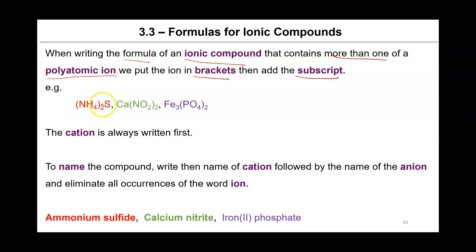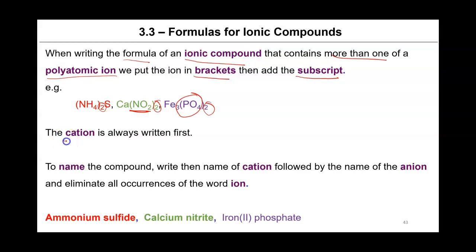We've got ammonium sulfide. As there are 2 ammonium cations, we put the whole formula for the ammonium ion in parentheses and then the 2 as a subscript outside. In this case, we have 2 nitrite anions. Again, to indicate that, we put the formula of nitrite in parentheses and then the subscript outside. In this case, we have 2 phosphate anions. So we put the formula of phosphate in parentheses and then the 2 as a subscript outside.